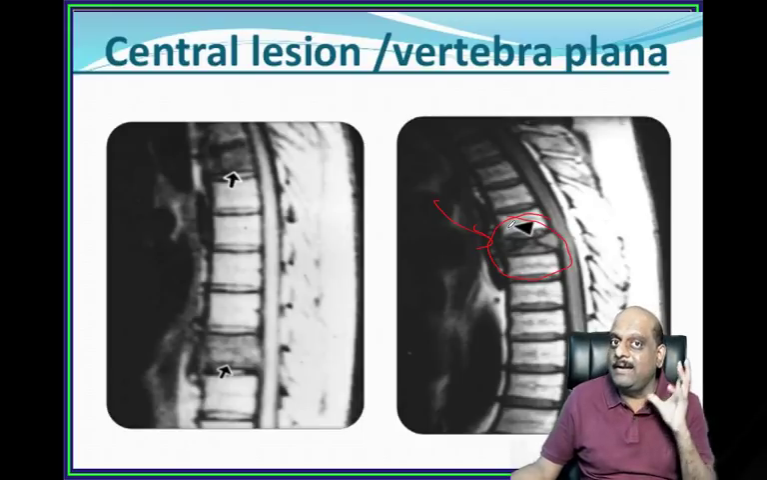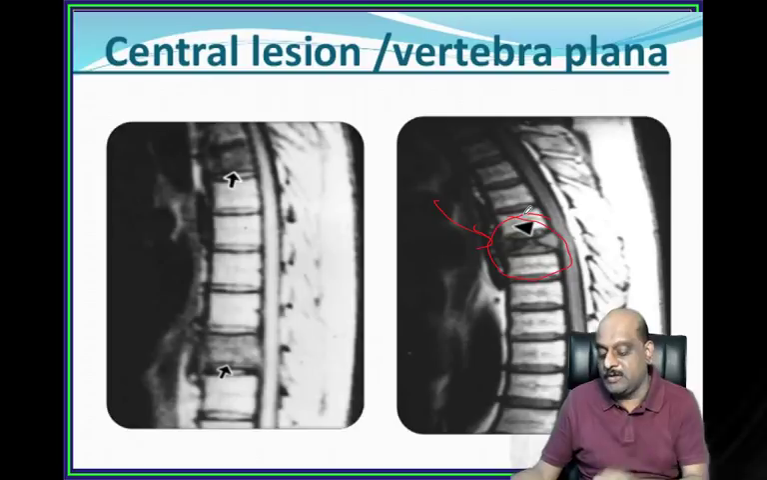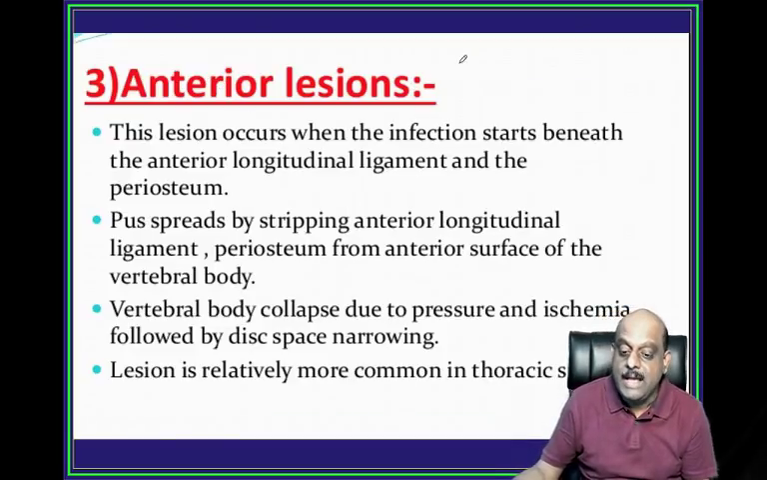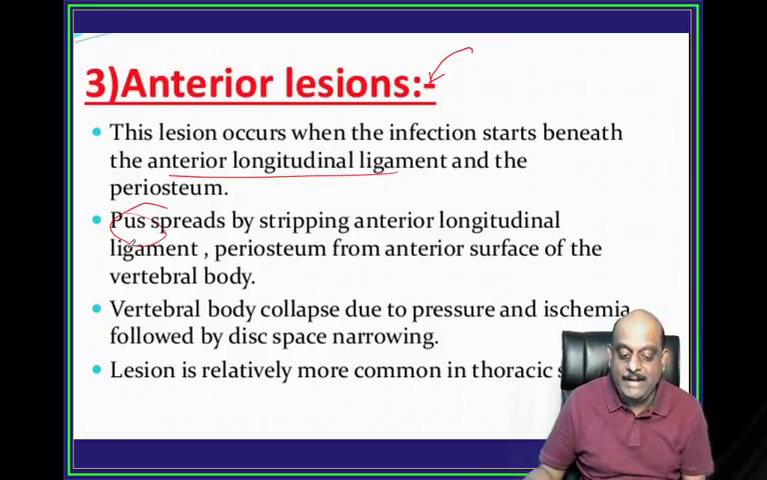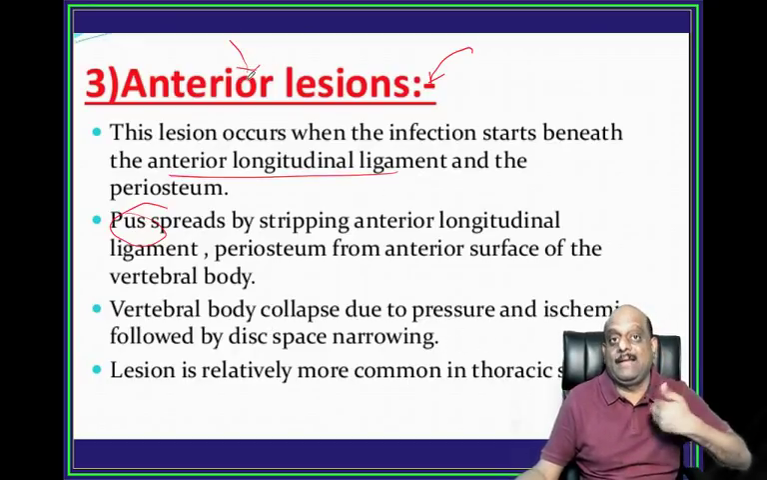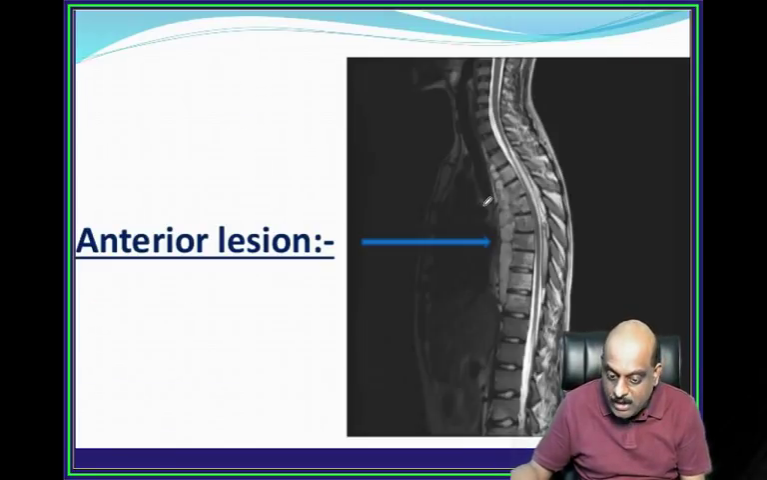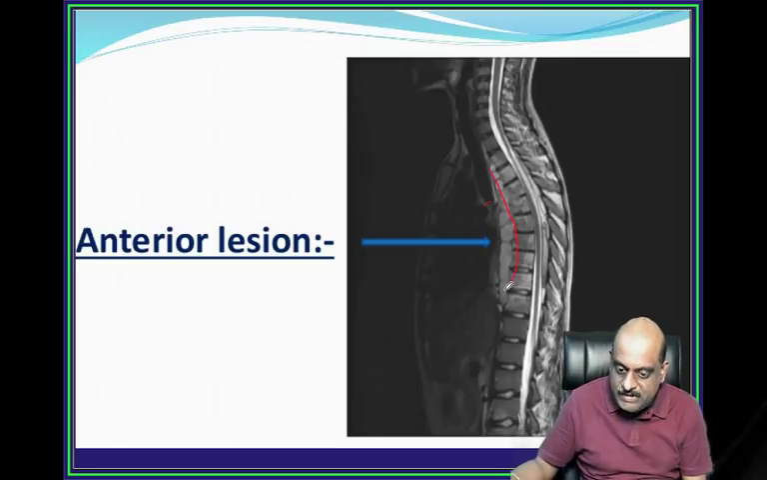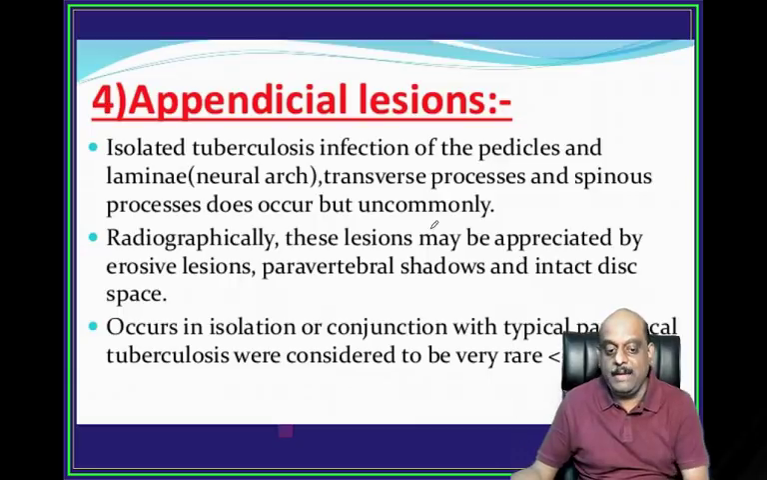It is the central type of TB spine is what you should answer. Anterior lesions, they start behind the anterior longitudinal ligament. The pus will be spreading and it is more common. Anterior lesions are more common in the thoracic spine more than the lumbar, right? So this is how typically there is an anterior lesion type of TB.